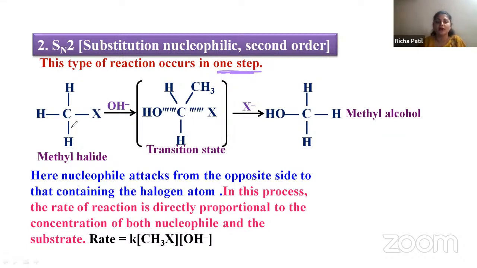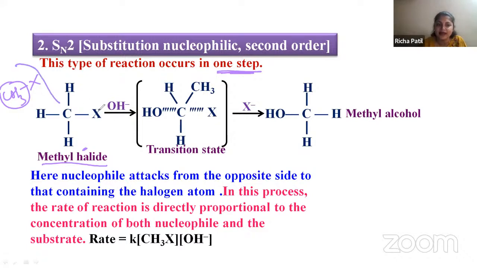So here the starting reactant taken is methyl halide. Methyl halide is CH3X, right? They have just written the complete structure. So CH3X is the methyl halide, your starting reactant. Now the nucleophile attacks. How does the nucleophile attack? The nucleophile will attack from the rear side.